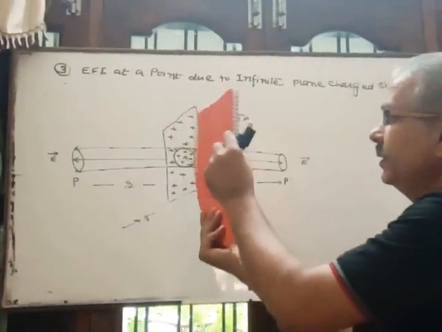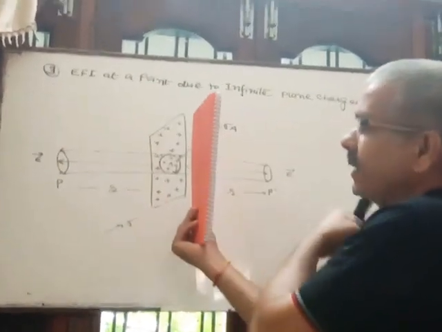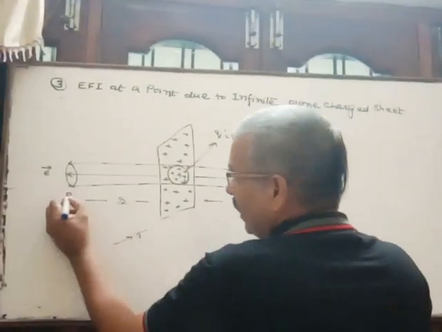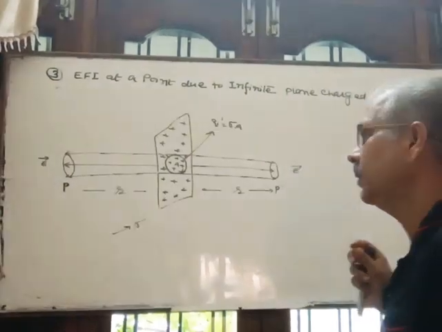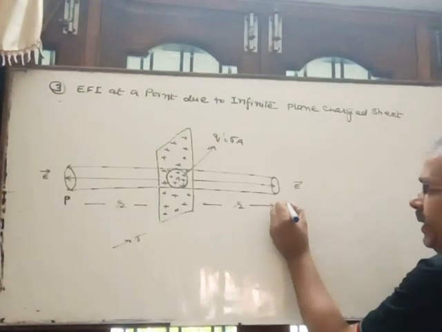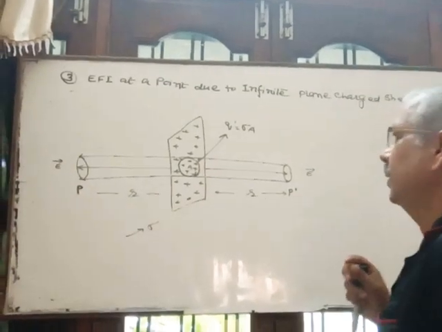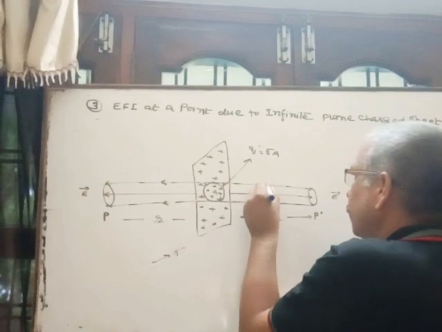So suppose this one is an infinite plane sheet, kept like this. On both sides, electric lines of force will emerge leftward as well as rightward, and we have to find the electric field intensity at point P, which is at distance r. For this purpose, we assume another point P dash, which is just opposite to P and equidistant. So these are the electric lines of force that emerge out from the sheet.